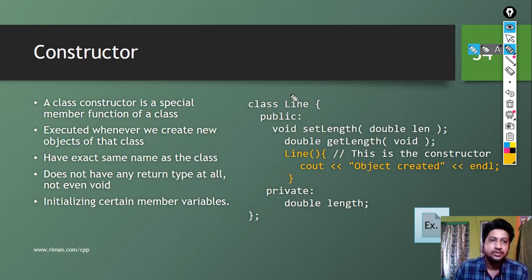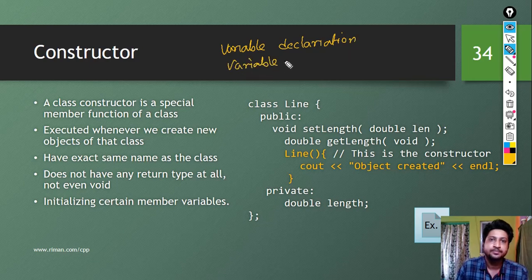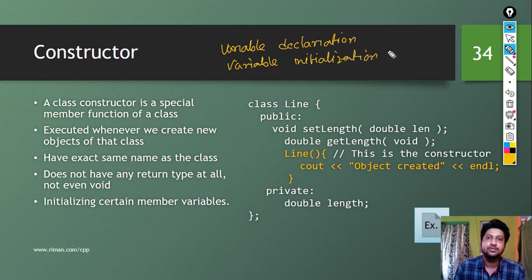So we know the term variable declaration and variable initialization. These two are two different terms. So how can we declare a variable? We can declare a variable by data type with the variable name. And how can we initialize the variable? The first time setting the value of a variable is called initialization.